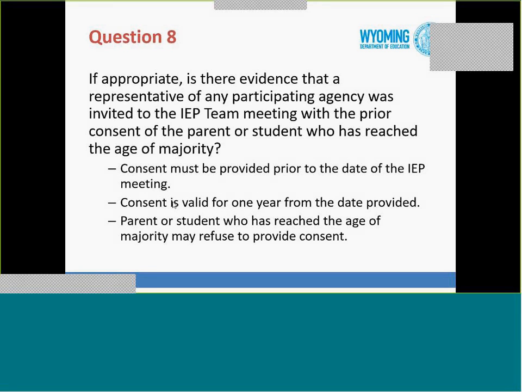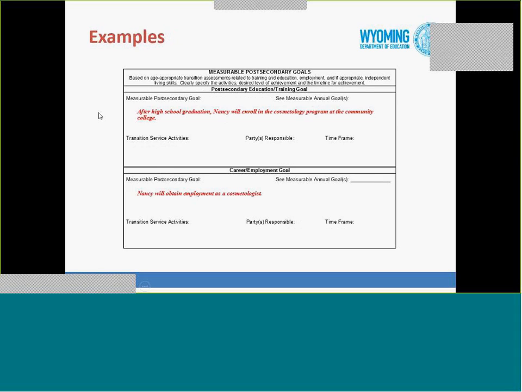The very last question on the checklist is question 8. If appropriate, is there evidence that a representative of any participating agency was invited to the IEP team meeting with the prior consent of the parent or student who has reached the age of majority? Consent must be provided prior to the date of the IEP meeting. Consent is valid for 1 year from the date provided. Parent or student who has reached the age of majority may refuse to provide consent. So if an outside agency was invited, consent must be provided. All right, pretty short and sweet on the questions.